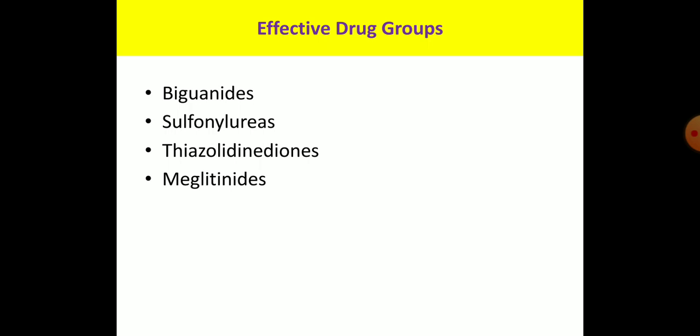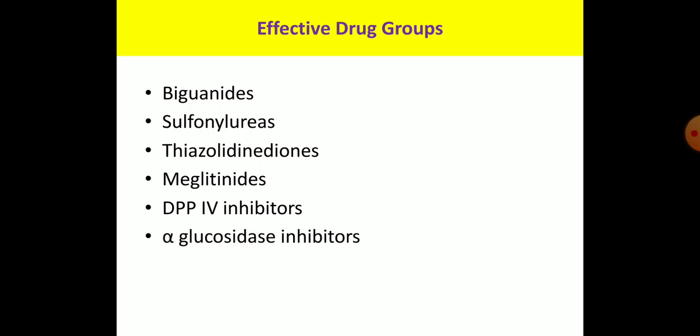So the effective drug groups are biguanides, that is metformin, sulfonylureas, that is glipizide, glibenclamide, gliclazide, glimepiride, thiazolidinediones, that is pioglitazone, meglitinides, that is repaglinide and nateglinide, DPP4 inhibitors, that are sitagliptin, saxagliptin, vildagliptin, and alpha glucosidase inhibitors. These are acarbose, guar gum, miglitol and voglibose.